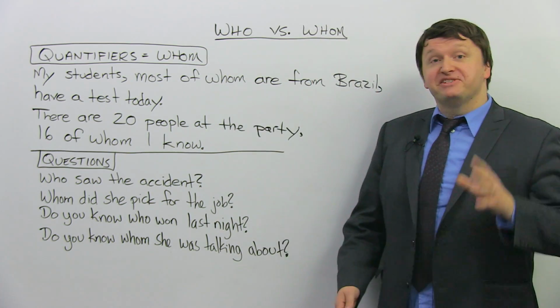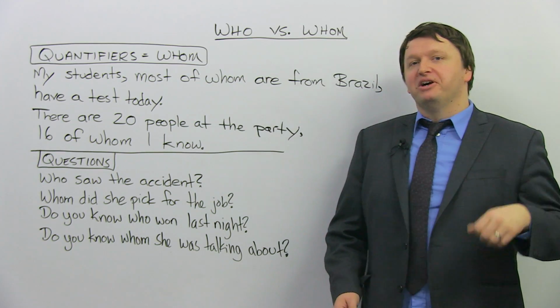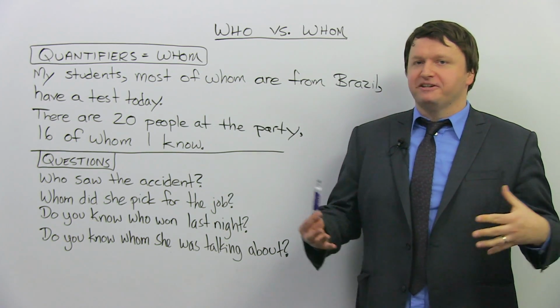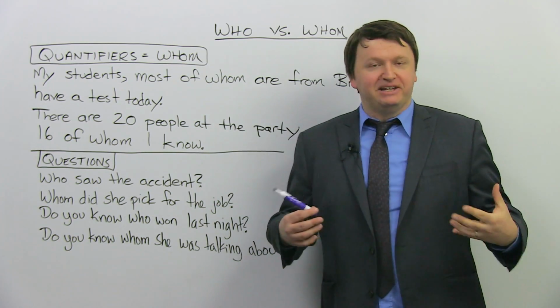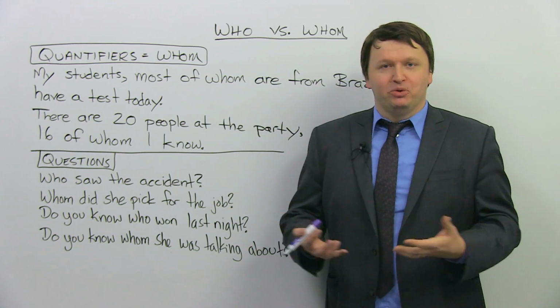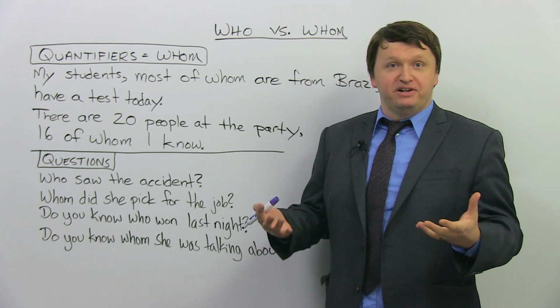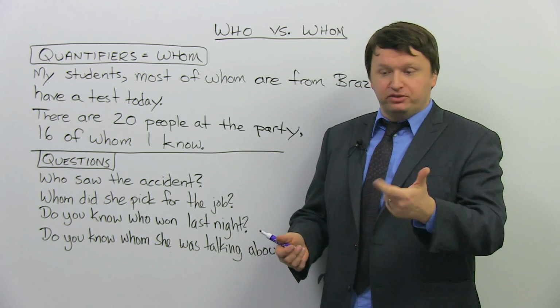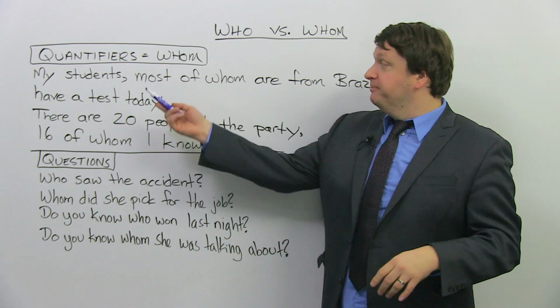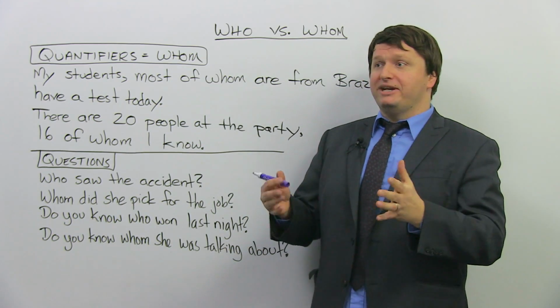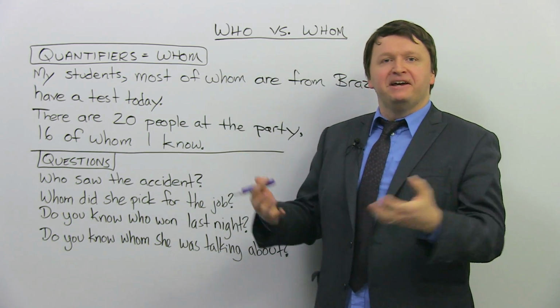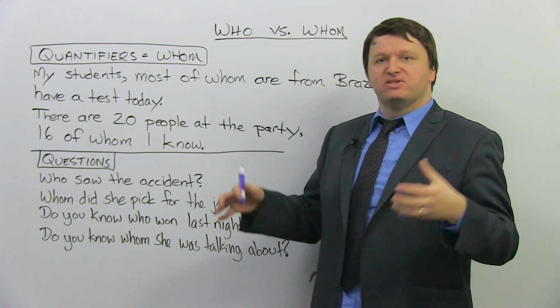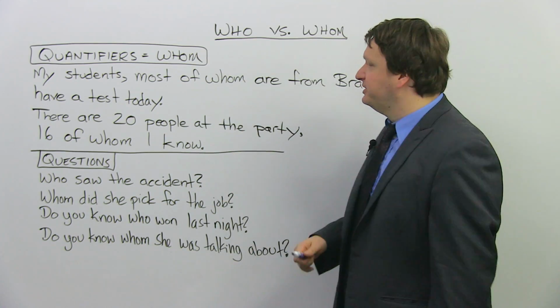Perfect. All right, so next we're going to talk about who and whom with quantifiers. Now, don't let the word quantifiers scare you. Quantifiers just mean words that talk about quantity, like many, or numbers, like 1, 2, 3, 4, 5, or some, or most, or 20%. It can be anything that involves numbers and quantity and size, okay?